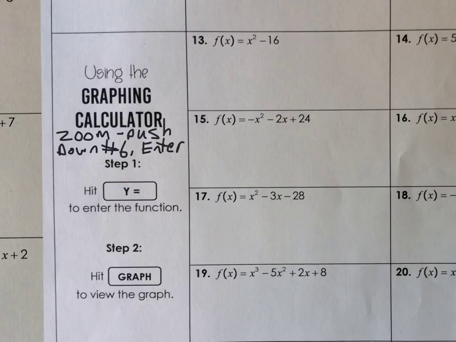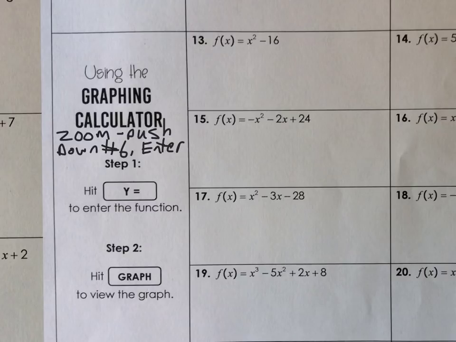Then you will hit step 1. You will hit y equals, that's at the top left of the calculator, and enter the function. So the one we're going to start with, when you hit y equals, it'll have things like y1 equals, and then you have to type the equation in.